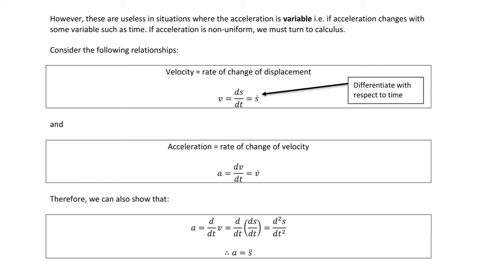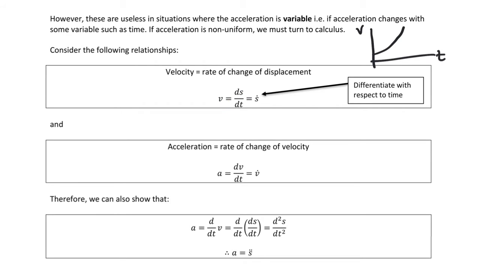So we have to use calculus if we've got non-uniform or variable acceleration. Graphically, that would look like a curve in our velocity time graph. So if we consider the following relationships, we should know that velocity is the rate of change of displacement. Now, rate of change is the differential of displacement with respect to time. So then what we can say is that velocity is equal to ds by dt, or sometimes referred to as s dot. So if we differentiate displacement with respect to time, we get our velocity.